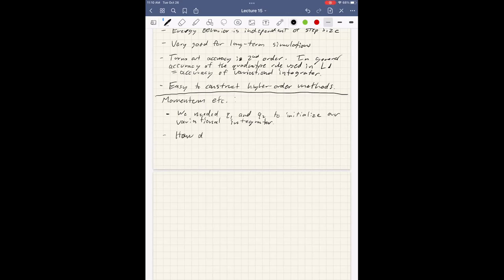So we want to say, how do we get, you know, the actual VKs instead? And remember, the velocities we're using right now in the finite difference approximation are at the midpoint, not at the knot points. And there's this half time step mismatch that's potentially going to cause us problems.